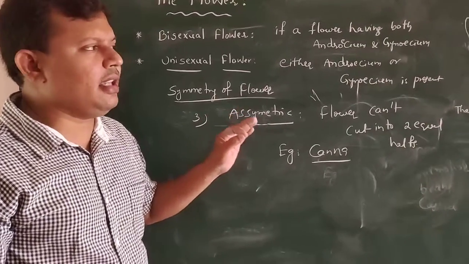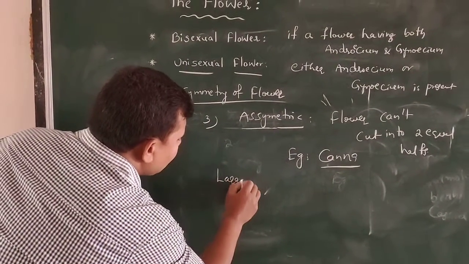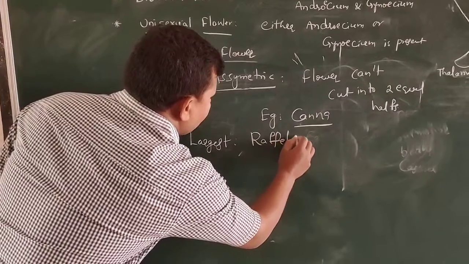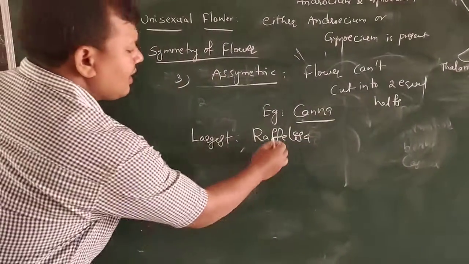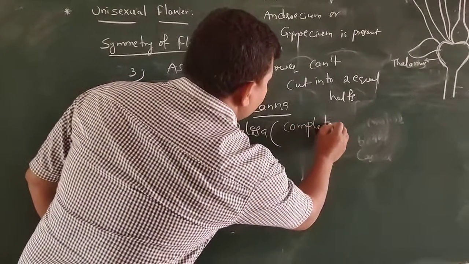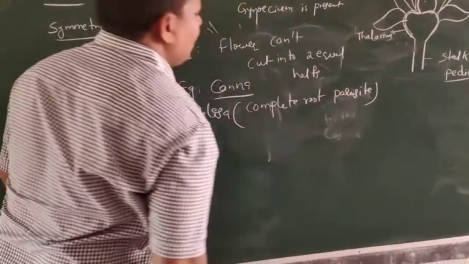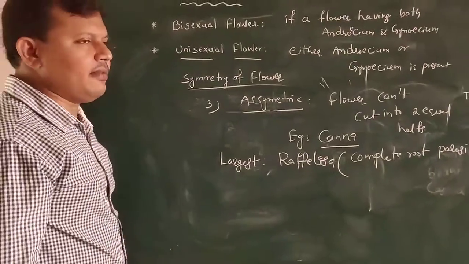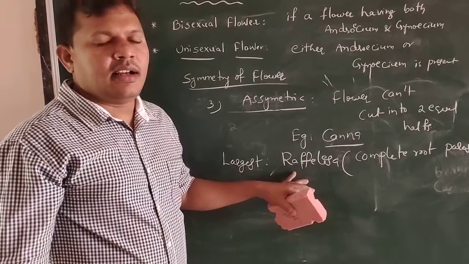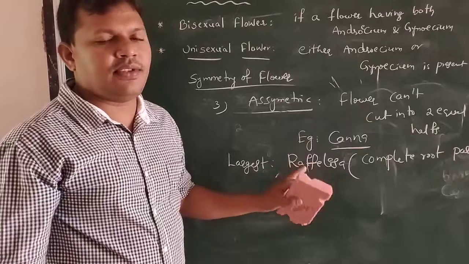And one more thing, the largest flower. The largest flower is Rafflesia. Rafflesia is the largest flower, and Rafflesia is a complete root parasite. What is the example for a complete root parasite? That is Rafflesia. Or the question may be asked, which is the largest flower? That is Rafflesia. Okay.